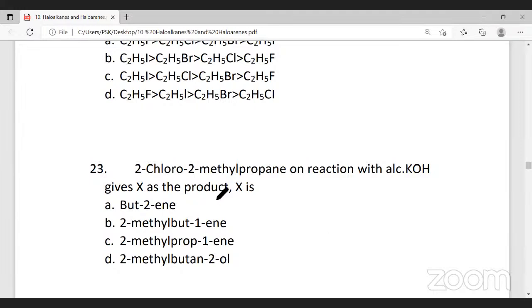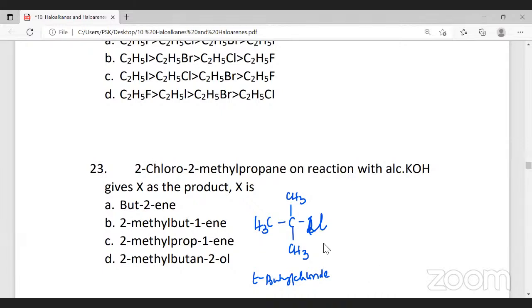Now, 2-chloro 2-methyl propane. What is this 2-chloro 2-methyl propane? Propane, I will write like this, 3 carbon atoms. 2-chloro, this is 1, 2, and 3. 2-chloro, this is chlorine. And at second position, you have another methyl group, it is CH3. This is nothing but tertiary butyl chloride.